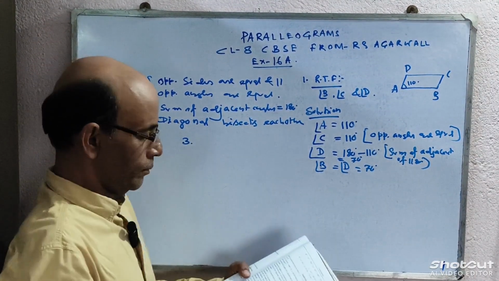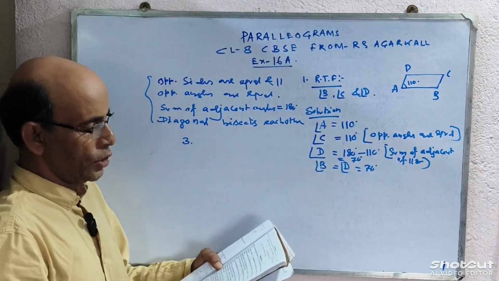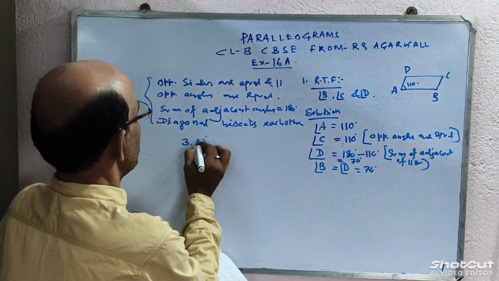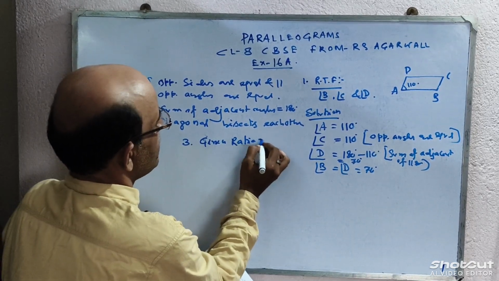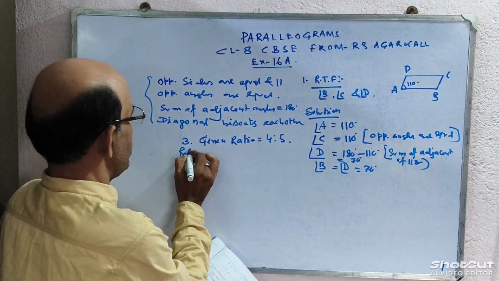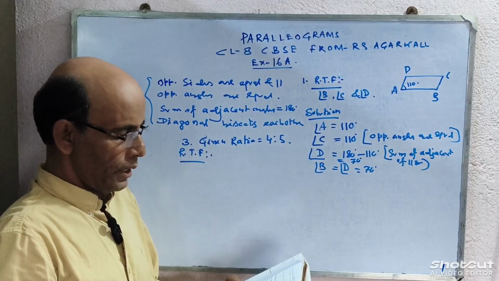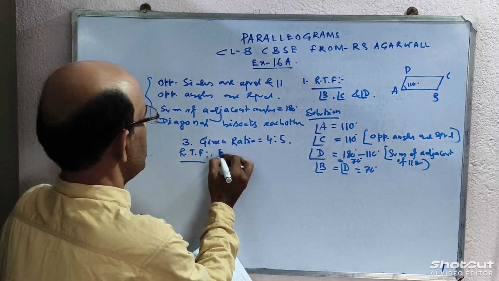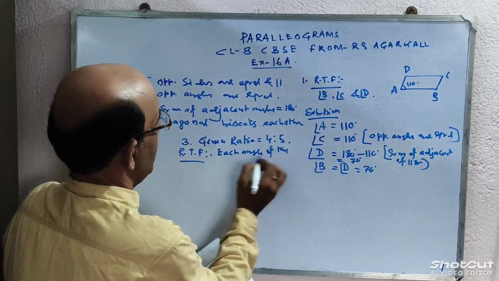Next, question number 3. Two adjacent angles of a parallelogram are in the ratio 4:5. Given: ratio is equal to 4:5. What is required to find? Find the measure of each angle of the parallelogram.